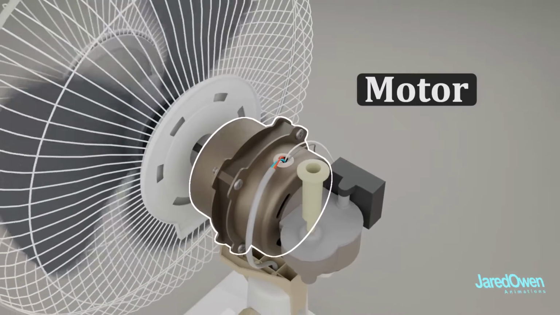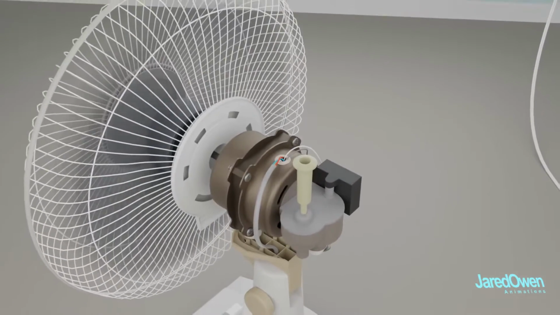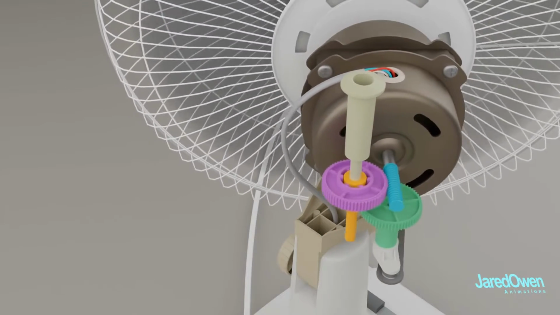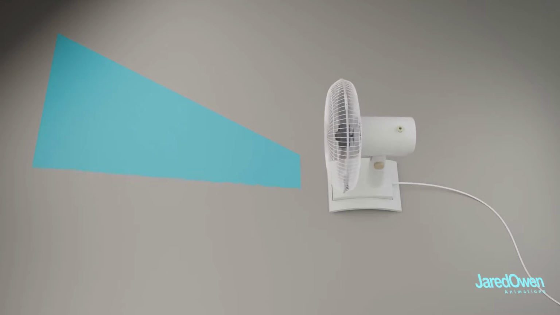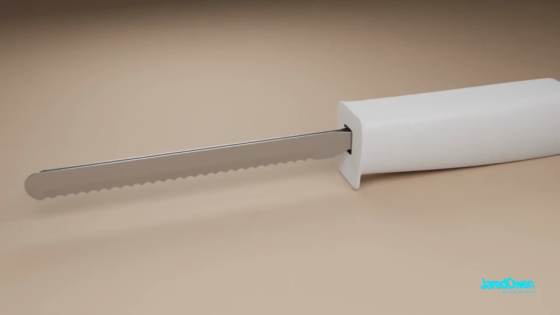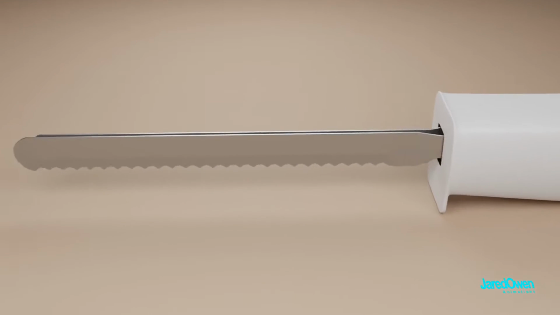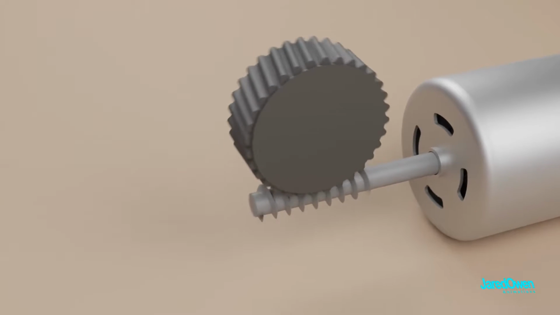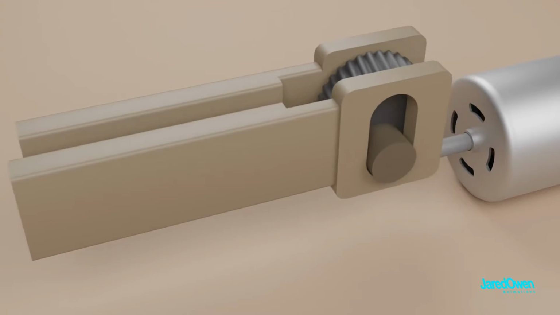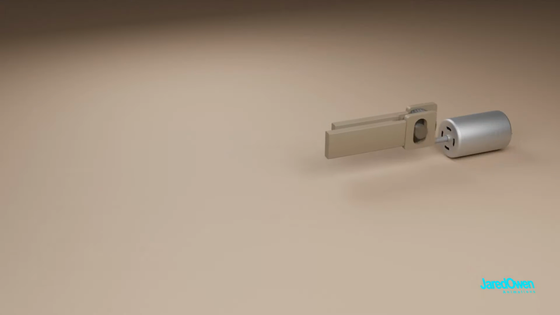Or even a fan that cools your room. The spinning of the motor can be converted to other types of movement, such as the side-to-side motion that we see in this fan. Or how about this electric cutting knife? Each blade is going back and forth. It all starts with the spinning of the motor to turn a gear, which then pushes these two pieces back and forth.